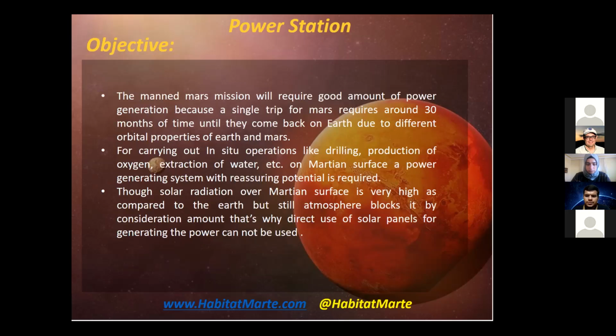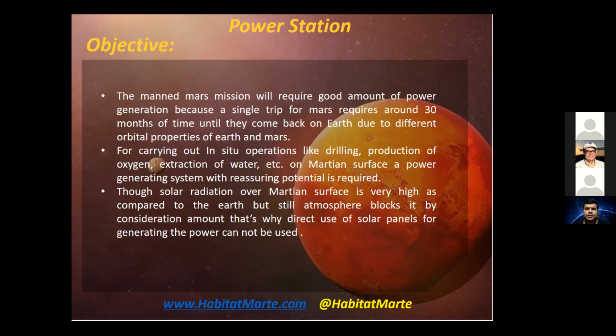The manned Mars mission will require a good amount of power generation, because a single trip to Mars requires around 30 months until the crew comes back to Earth, due to the different orbital properties of Earth and Mars. For carrying out in situ operations like drilling, production of oxygen, and extraction of water on the Martian surface, a power generating system with reassuring potential is required.